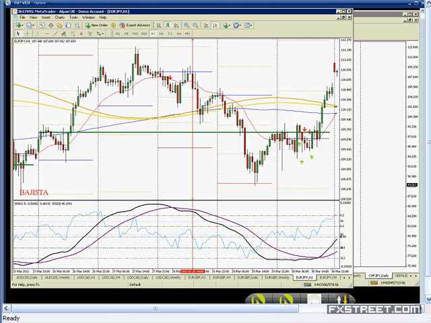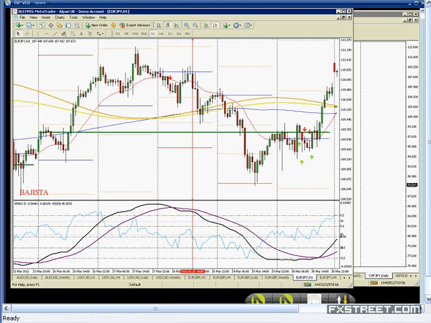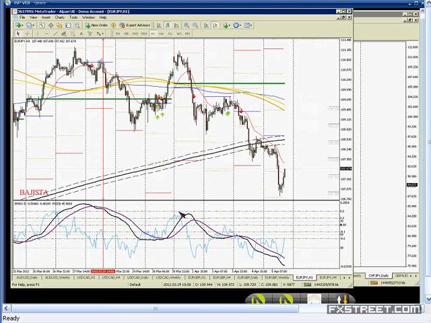Philip is asking, during a trend, at what exact point do you decide that price is now in consolidation? Then at what exact point can you consider the price to be in a trend again? When I use my model, I consider the price to be trending if momentum is still expanding.